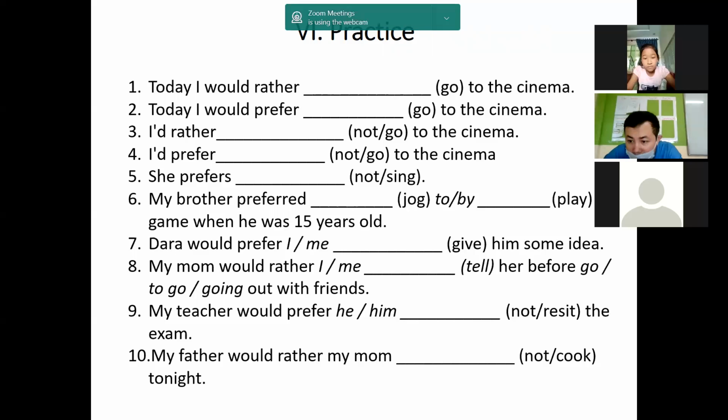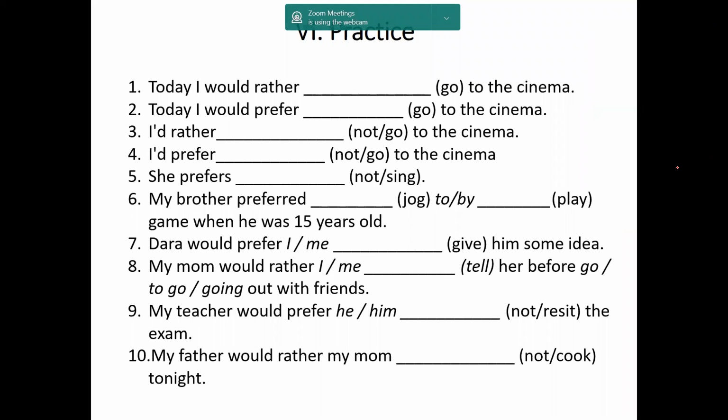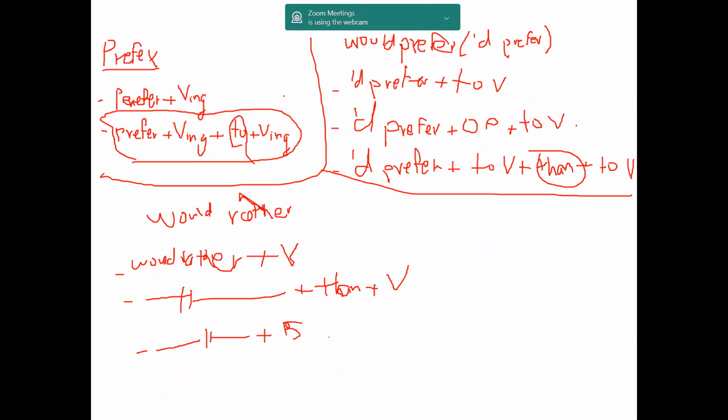Are you here? Yeah, Maria. Number one. Today I would rather go to cinema. What is that? Today I would rather going, sir. Going or to go? To go. Would rather. Why here, you don't remember? Would rather plus what? We have would rather plus verb.